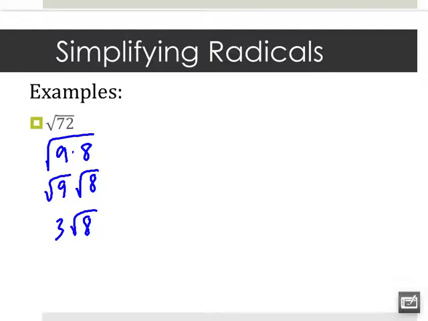Why? Caleb. Well, 8 can be simplified. Yeah, we can keep going here. Doesn't make it wrong, it just means we have to do a little bit more work. So 3 times, what goes into 8 that's a perfect square, Caleb? 4. So I can rewrite 8 as the square root of 4 times the square root of 2.